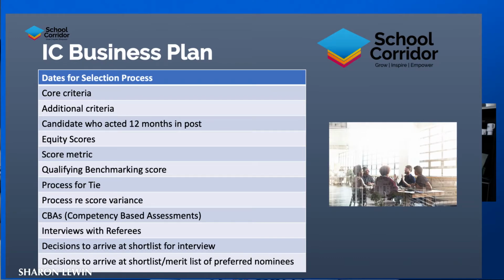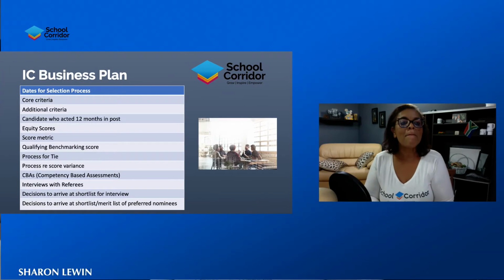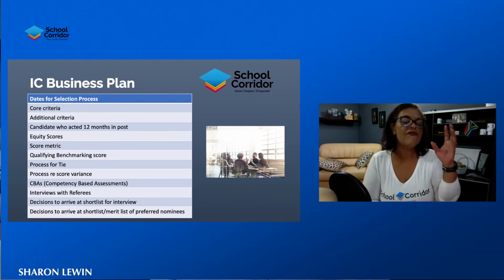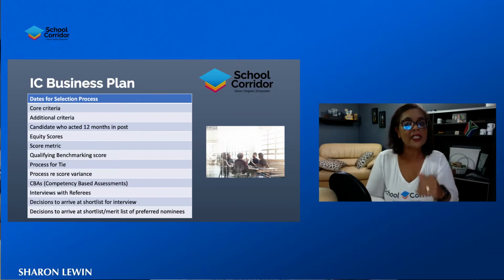And then, of course, decisions to arrive at the shortlist or the merit list of the preferred nominees. So those are the aspects that your IC must discuss prior to you even opening or downloading those CVs.